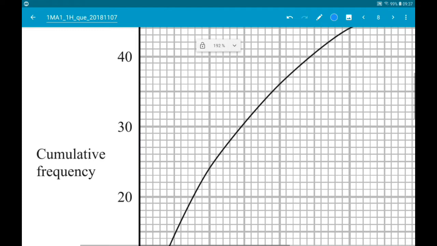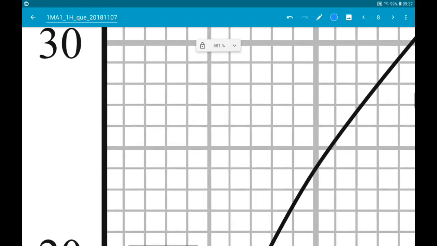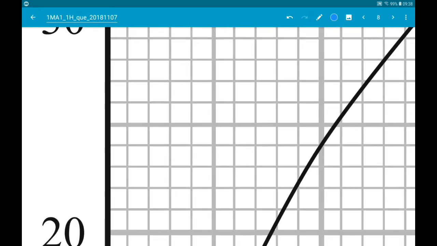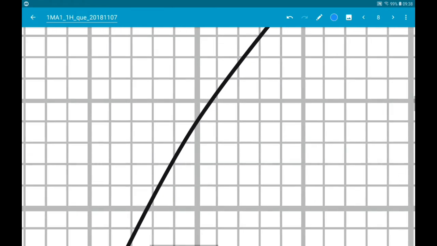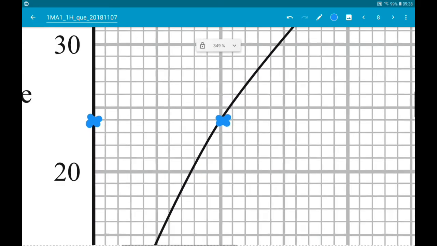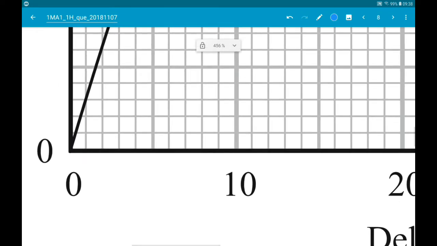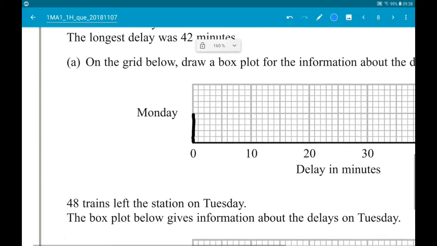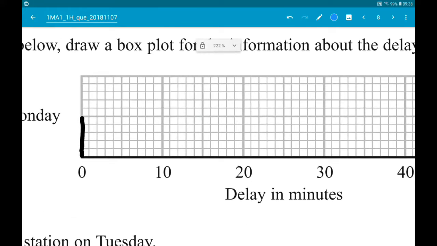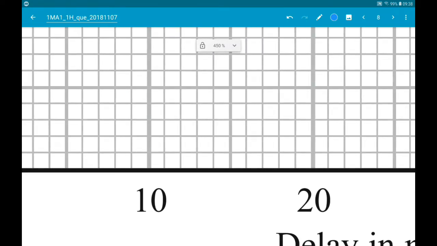So we find 24 over here, which is there. Go across until we hit the graph there, and then go down to the x-axis. So the median is 10. So that's the line that's going to be in the middle of the box. Well, not in the middle, but inside the box.